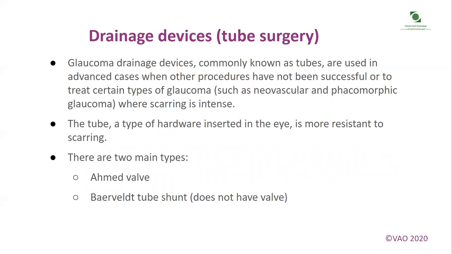Drainage devices, tube surgery. Glaucoma drainage devices, commonly known as tubes, are used in advanced cases when other procedures have not been successful or to treat certain types of glaucoma, such as neovascular and phakomorphic glaucoma, where scarring is intense. The tube, a type of hardware inserted in the eye, is more resistant to scarring. There are two main types, the Ahmed valve and the Baerveldt tube shunt, which does not have a valve.